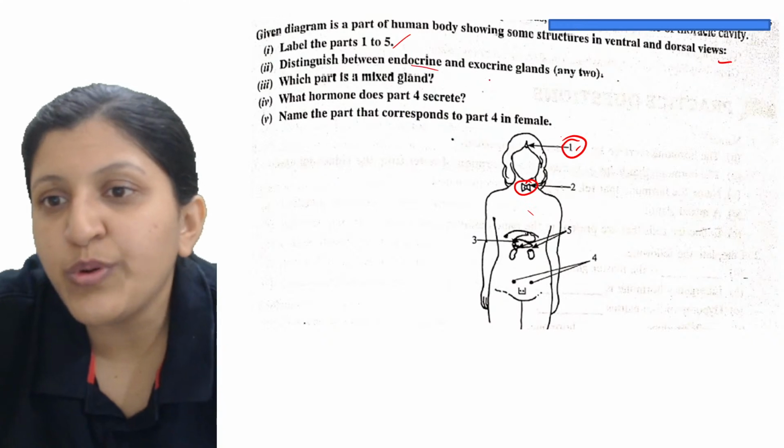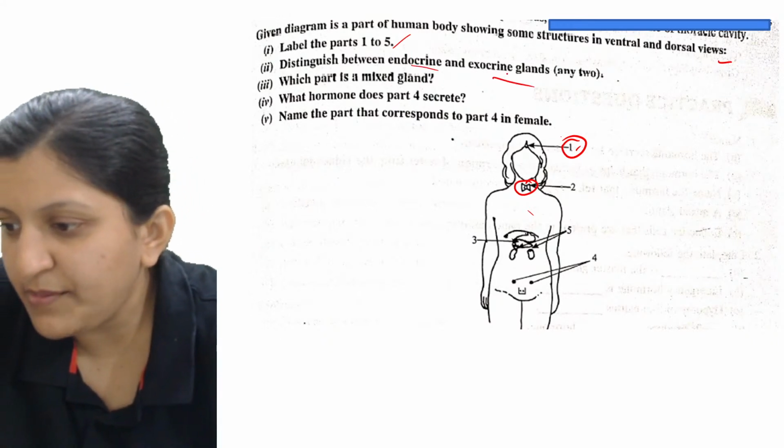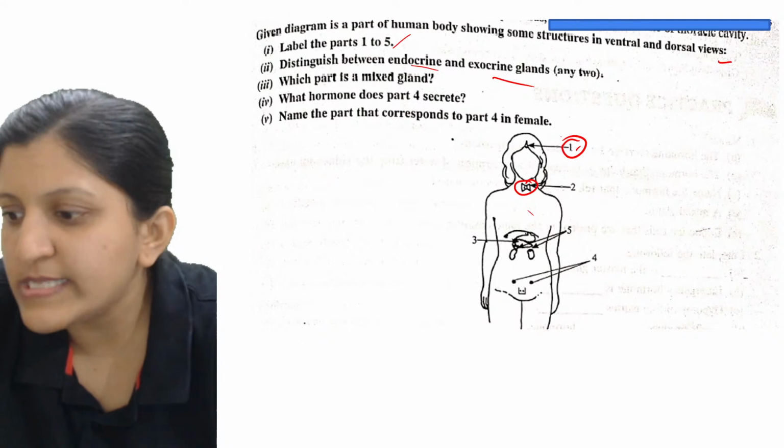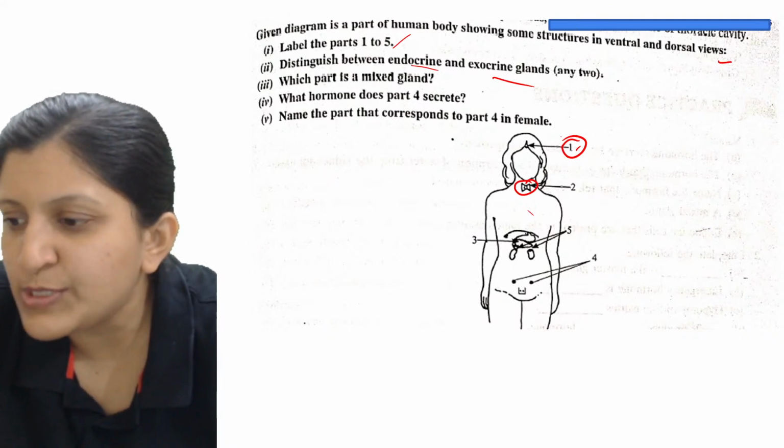Distinguish between endocrine and exocrine gland. Does anybody have any idea on this? What is endocrine or exocrine?